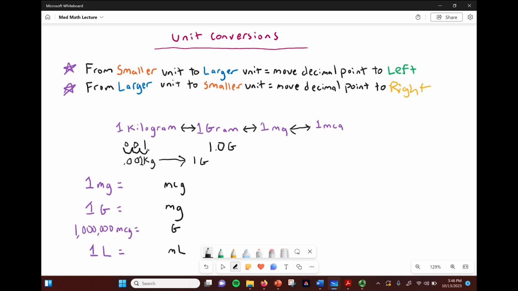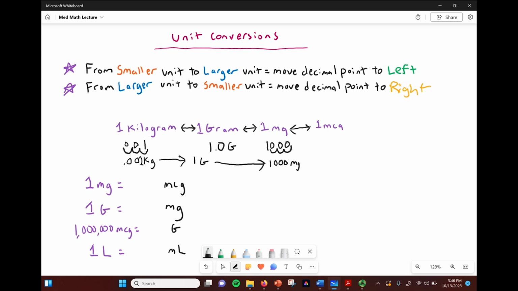As you can see here, we've set the tone that you're going to be moving over 3 places. And so again, I'll draw my 1. And again, my decimal point would be here for 1.0. But again, I'm moving this over 3 places. So 1, 2, 3. And I'll fill in my zeros. 1, 2, 3. And that gives me 1,000 milligrams. 1 gram is 1,000 milligrams. Very simple. Just moving that decimal point over to the right 3 places.